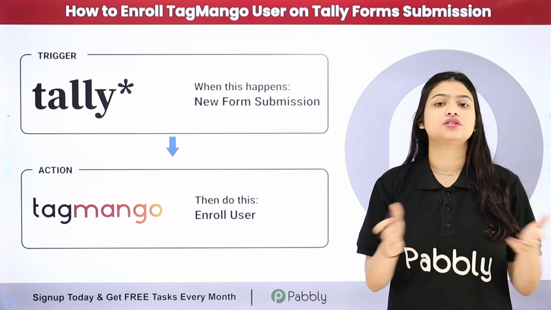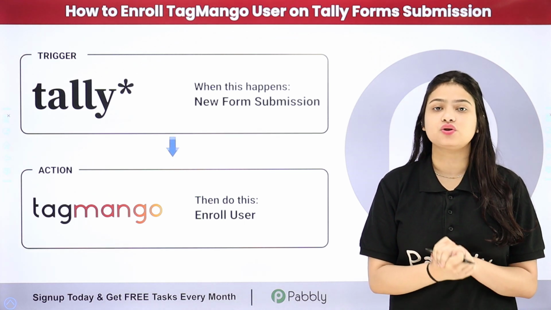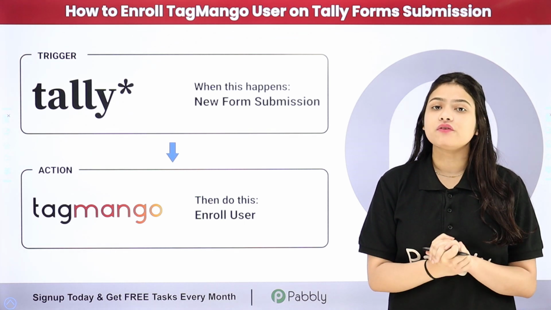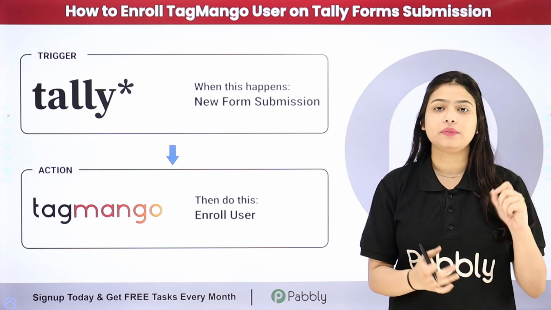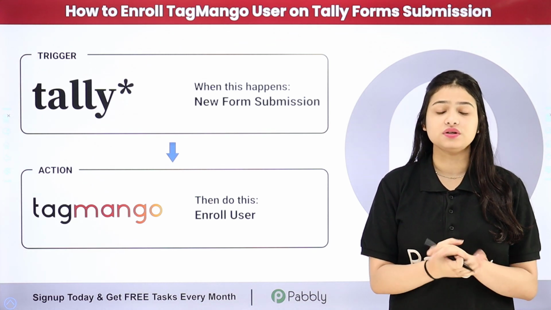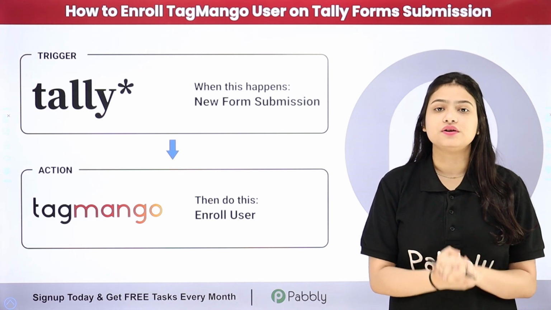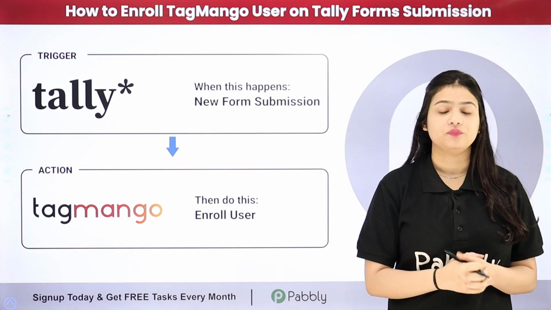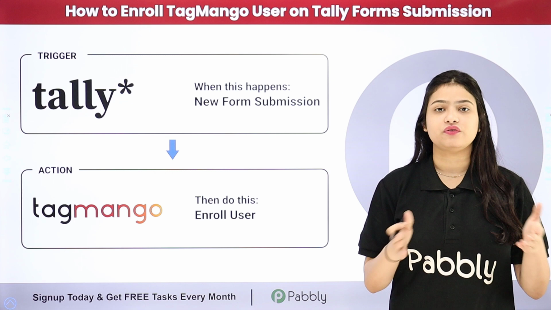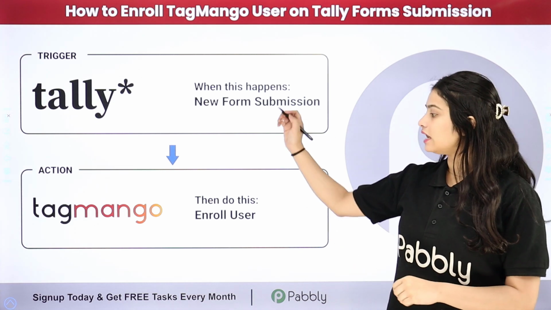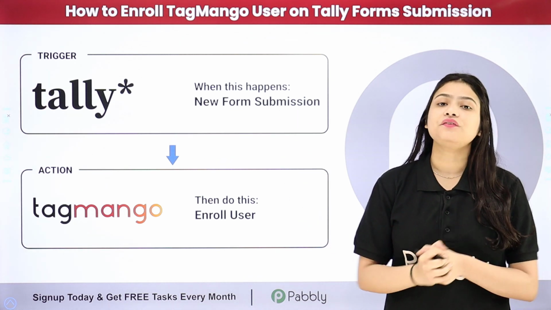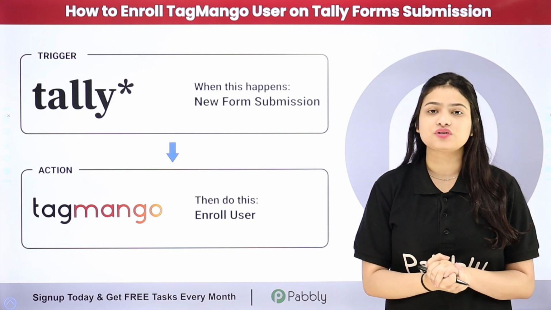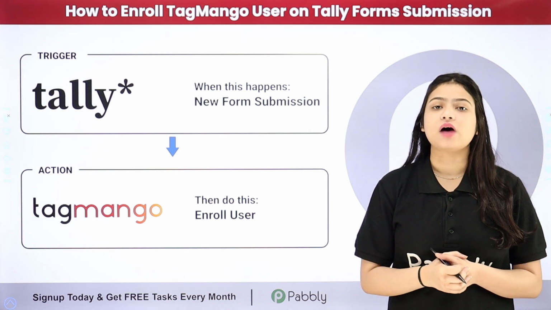So I've already created a registration form and also I have attached it on my website. And now from my website, whenever a lead is going to submit this form for the registration in the course, automatically that person should be enrolled as a user in TagMango. To automate this entire process, we will have to set up the connection between teleforms and TagMango, and that we are going to do without any coding and any programming skills, simply with the help of Pabbly Connect.